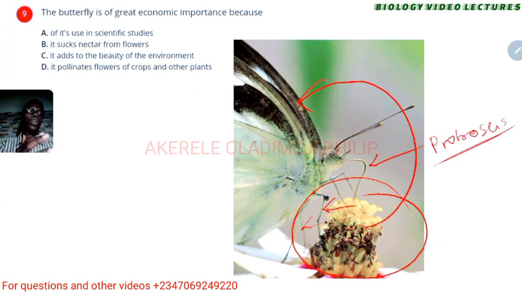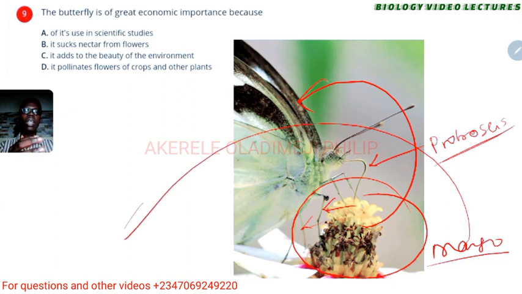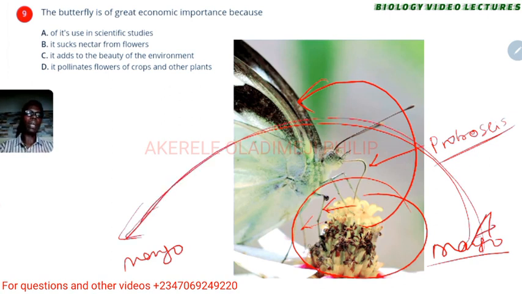Let's say this one is a mango flower, and it goes to another mango. So the pollen grain it has received from mango A is going to probably drop on mango B. So it helps to pollinate. But the reason why it goes there in the first place is to suck nectar. So the answer is D.